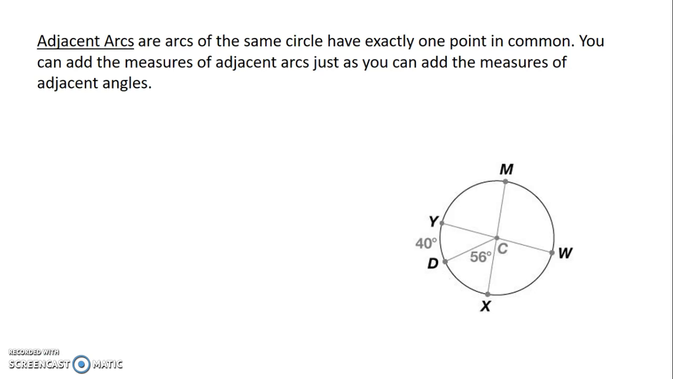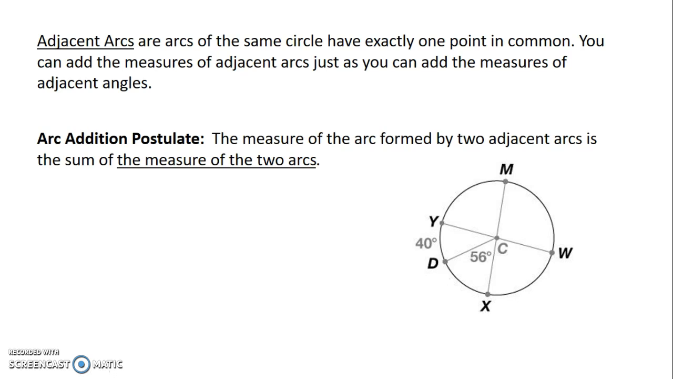So anyway, once you get good at naming them, you can actually use it using this property about adjacent arcs. Adjacent, remember, means next to each other. If you have 2 arcs that are next to each other, they just have one point in common, they don't overlap, and you can add, that's the important thing here, you can add those measures just like you add angle measures. So if I knew YM is next to MW, I could just add those 2 arc measures together and I know the whole arc's measure. That's called the arc addition postulate.